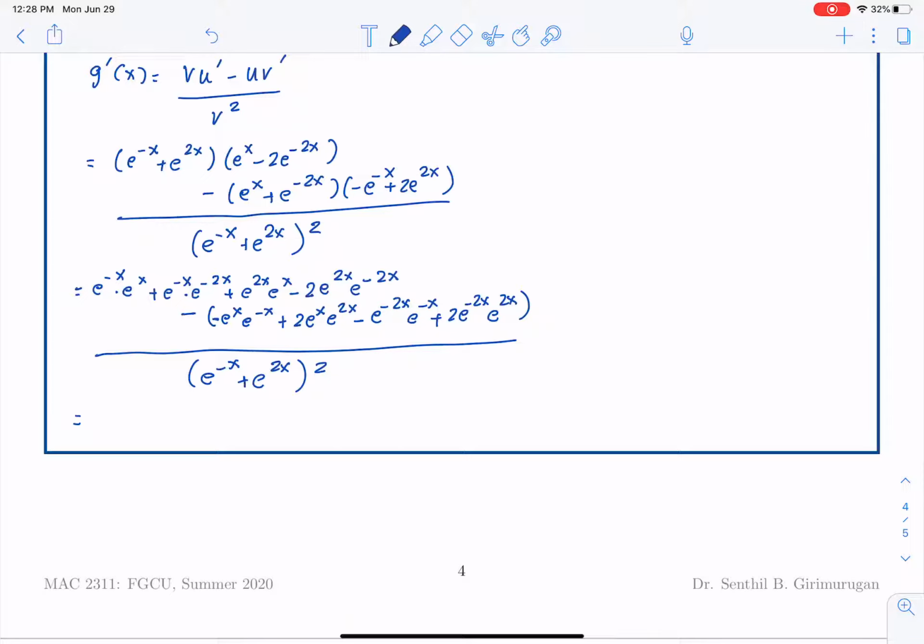The first term would reduce to 1. The second term would reduce to e^(-3x). The third term would reduce to e^(3x). The fourth term would reduce to negative 2. In the second parentheses, that would reduce to 1. We have a negative in the front, so positive 1. 2e^(3x), we have a negative in the front, so negative 2e^(3x). e^(-3x), and we have a negative in the front, so positive e^(3x).